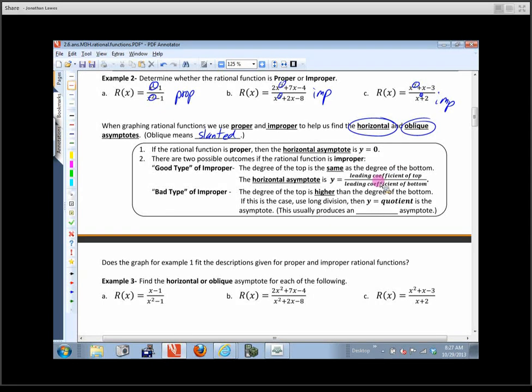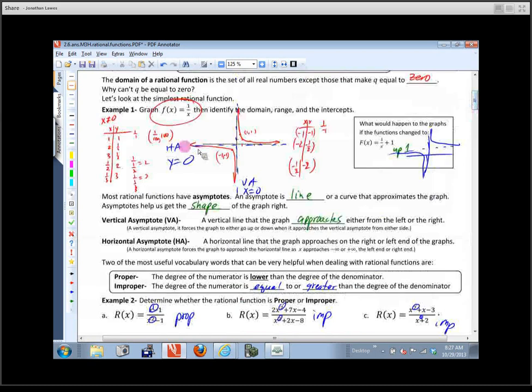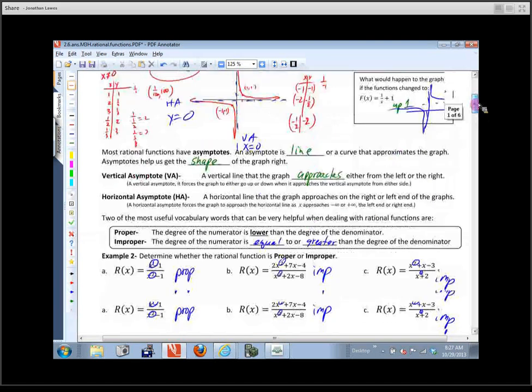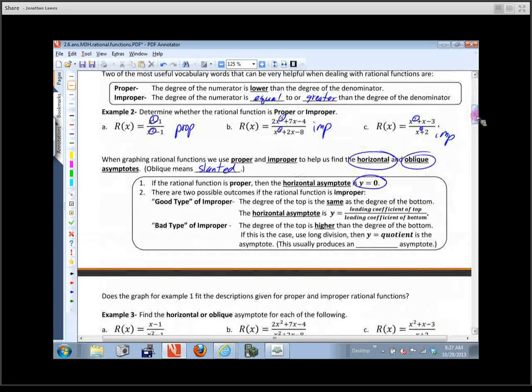Here's why we talk about proper and improper. Okay? If the rational function is proper, you can stop right there and you can tell what the horizontal asymptote is. Immediately, you know the horizontal asymptote is y equals 0. So you know you can draw a long dotted line right on the x-axis. That's the horizontal asymptote. Okay? It's just like this horizontal asymptote right there. So if it's proper, you can stop right there and say, I know what the horizontal asymptote is just by looking at it. It's got to be y equals 0.